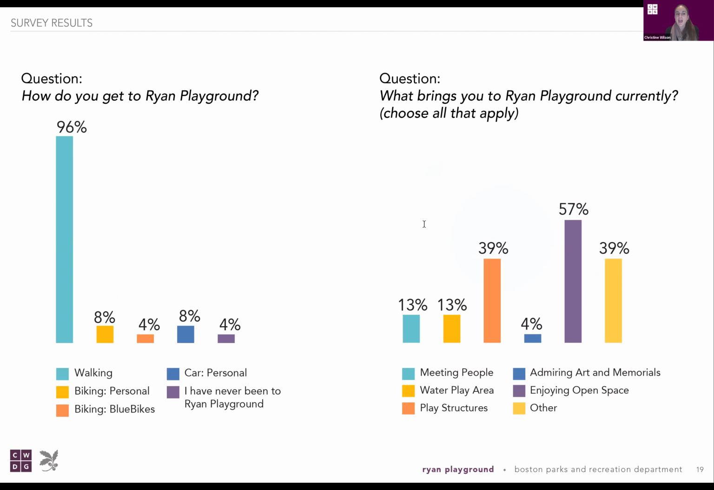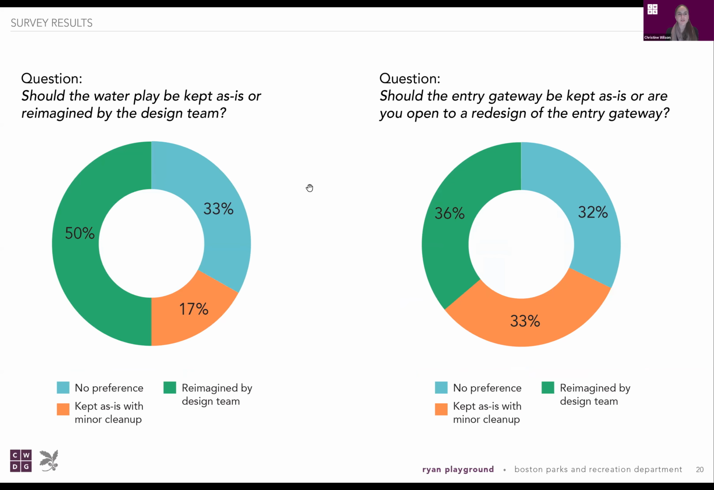So how do you get to Ryan Playground? Most people walk, so that makes me think that they are living in the neighborhood. Though some drive or bike, or we had someone who's never been to the Ryan Playground. So then what brings you there? Meeting people, 13%, water play area, very popular in the summer, we hear. Most people were enjoying open space or there for the play structures. That makes total sense. So that was confirming what we thought, which is always great.